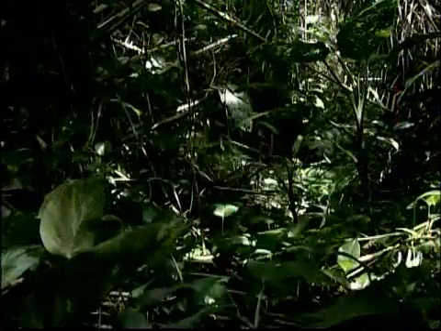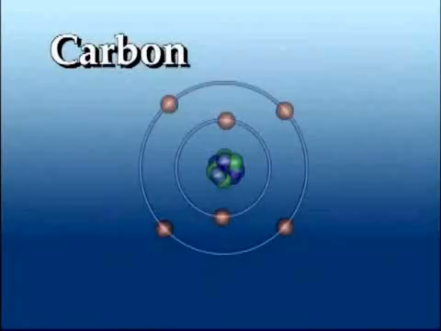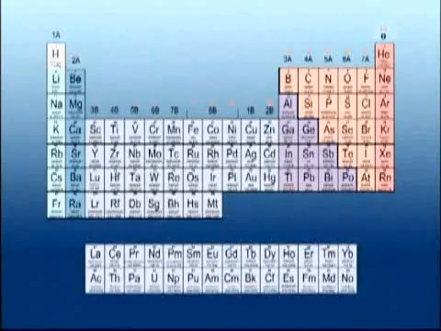Let's look at an element that you can find quite a bit of in the rainforest's lush soil: carbon. Every atom of carbon has 6 protons. If an atom has more or less than 6, it is a different element. So Moseley arranged the elements in order of atomic number rather than atomic mass. This is how the periodic table is arranged today.